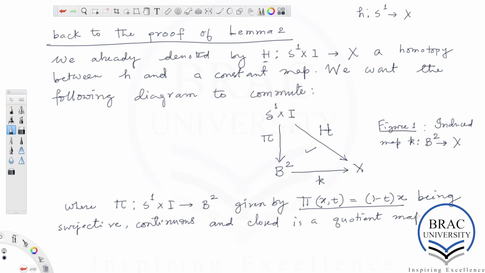So the given data fit in theorem 2. We have these three topological spaces, right? And we have this map to be a quotient map. So we can say that this induced map K will be continuous if and only if H is continuous. And we know that H is the homotopy between the continuous map H and a constant map on X, which means that H is continuous, and which tells us that this map K is also continuous.